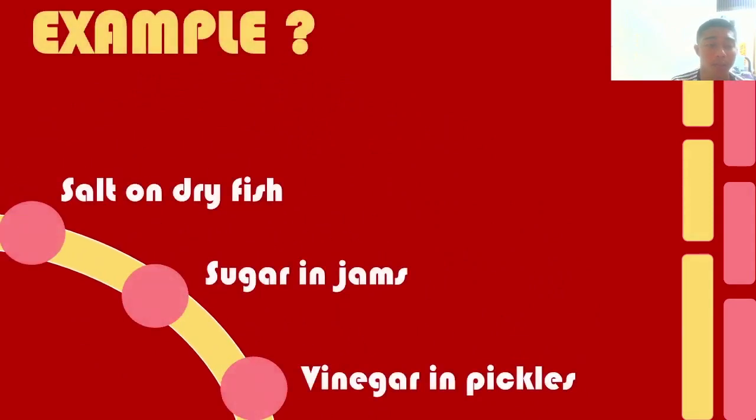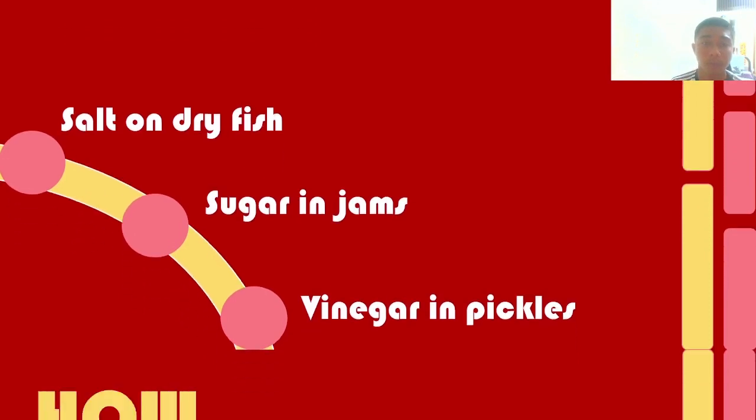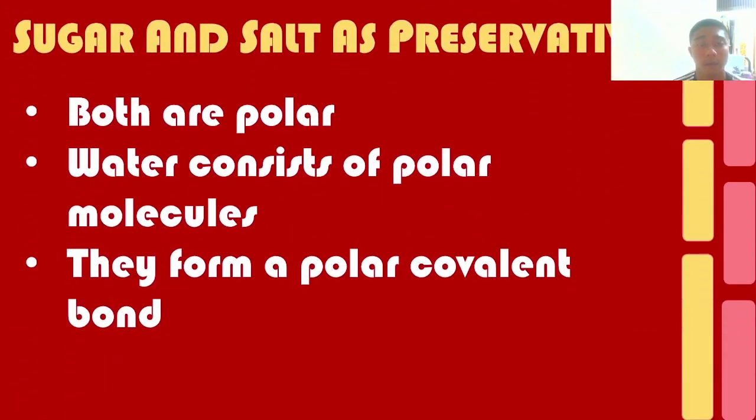Okay, so what are the examples? Today I'll be explaining three examples to you guys, which are salt on dry fish, sugar in jams, and vinegar in pickles. These three items can be found nearly everywhere, in every supermarket and in nearly every Malay household. How does food preservation work in these three examples? Sugar and salt work the same way, through forming a polar covalent bond with the water molecules inside the food they are present in. Both salt and sugar are polar.